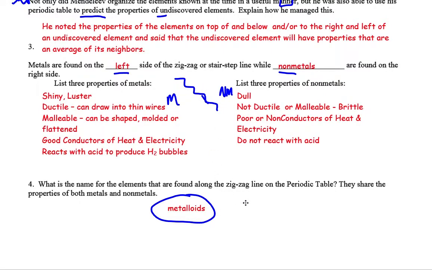One exception here, aluminum. Here's boron, and there's aluminum. And aluminum is right along the zigzag line. Aluminum is not a metalloid. Aluminum is a metal. So make a little note to yourself. Aluminum is a metal, not a metalloid, even though it touches. But all the rest of them that touch are metalloids, or semi-metals, we call them. And semi-metals share properties of metals and non-metals.